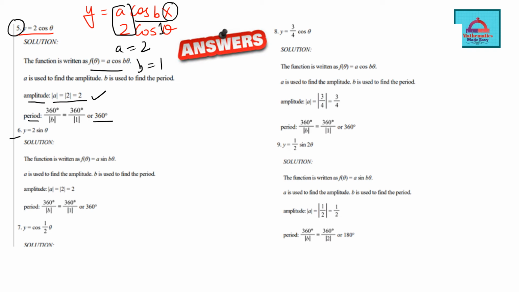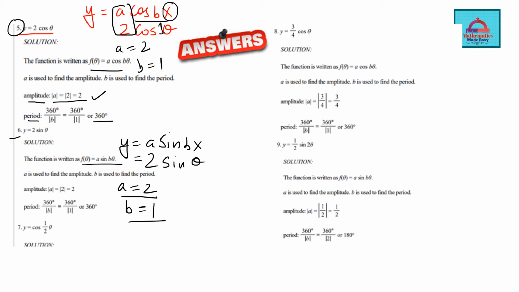Let's see what happens in problem 6 where you have a sine function. Again, we do the same thing. We compare with a sine bx. So 2 sine theta. Here your x is replaced by theta. Again, a and b have the same values. If you compare, a is 2, and b, you don't have any coefficient there, so it is 1. So again, your amplitude and period don't change for question 6, it is the same. Question 7, I've just written, not given you the solution, because I want you to solve it yourself. That's your homework. Let's go to question 8.